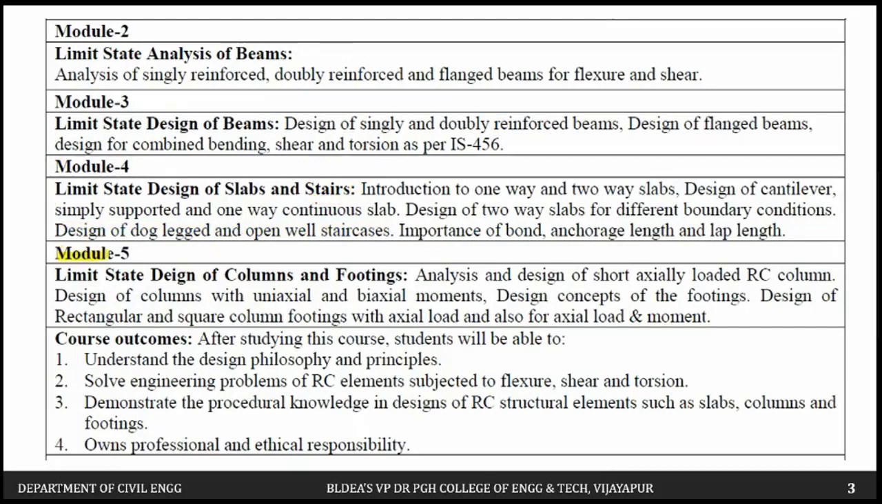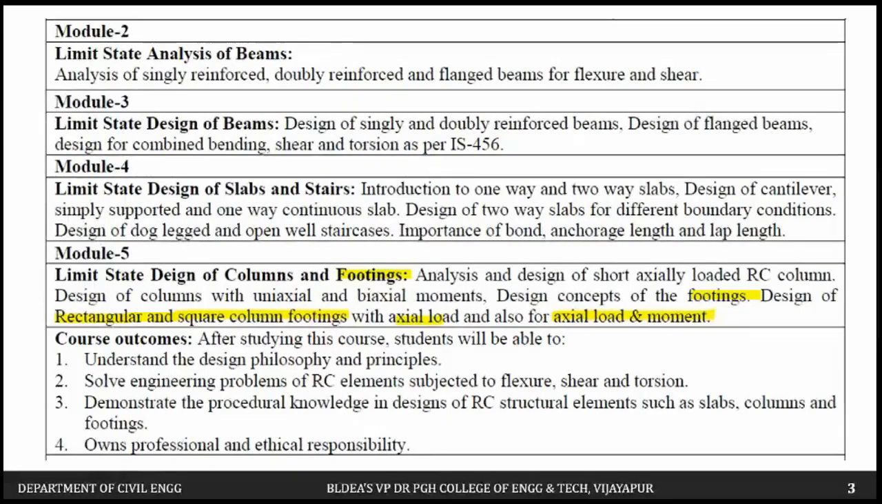Then next is module 5. In this we are going to design columns and footings. In columns we again have short axially loaded columns, and axially loaded columns with uniaxial and biaxial moment. So these three types of columns we are going to design. Then next we have footings. We are going to see the basics of footing, and we are going to design rectangular and square column footings with axial loads, and for axial load and moment.